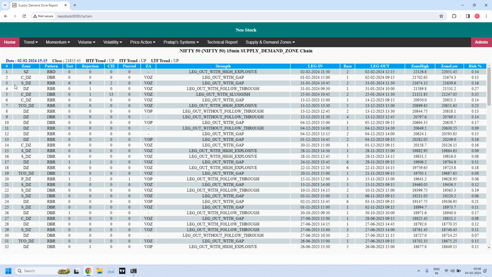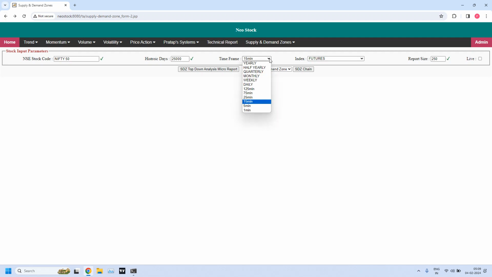Okay, now let us go further down to the 5 minutes time frame. Changing the time frame to 5 minutes. 1 minute is there, but currently I'm not supporting 1 minute for our supply demand zone price action due to heavy processing time. It takes hours for processing 1 minute data. That's why I limited it to 5 minutes for the time being. For 1 minute you have to do it manually.